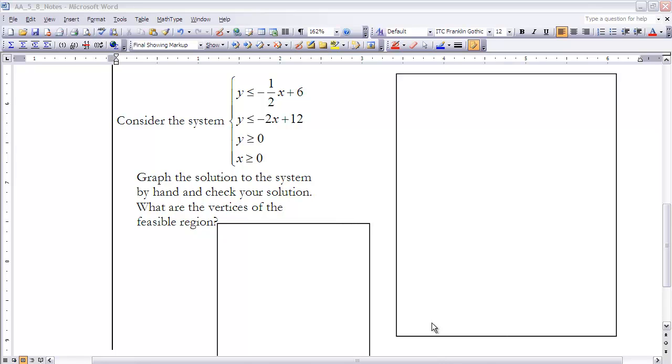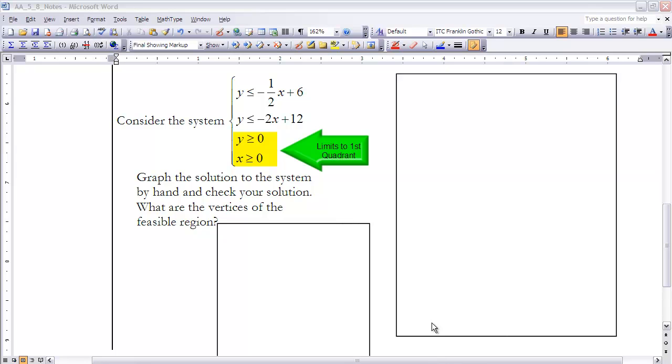Okay? Well, first of all, if we're going to take a look at that system, it says graph the solution to the system by hand and check your solution. What are the vertices of the feasible region? So the area that would be our solution set, we're going to be looking for the vertices there. Well, first of all, the bottom two inequalities, y is greater than or equal to 0 and x is greater than or equal to 0, that limits us to the first quadrant.